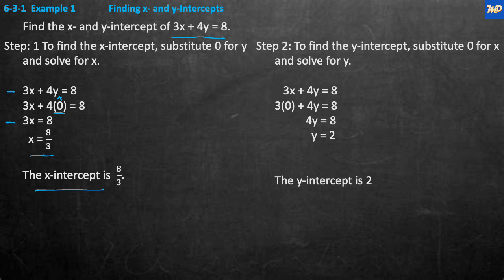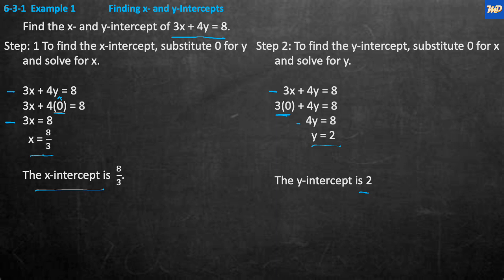Step 2, find the y-intercept. Substitute 0 for x and then solve for y. It's the same thing we did in step 1. We're going to start with our original equation, 3x plus 4y equals 8. And now we're going to substitute 0 for the x. That's going to eliminate the x term, and we're going to have 4y equal to 8. And that means y is equal to 2. The y-intercept is 2. Okay, so now you have those 2 points.